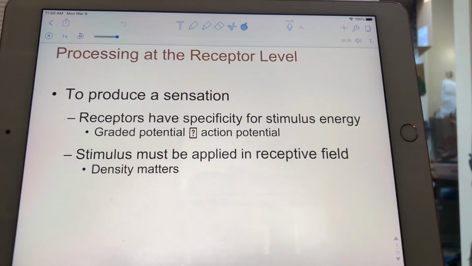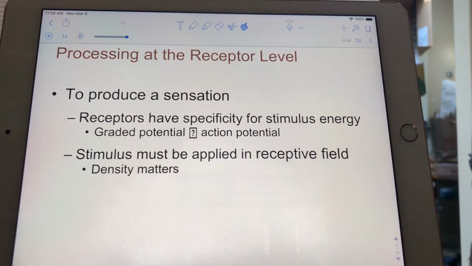Also, whatever stimulus is appropriate for that particular receptor, it has to be applied within the receptive field for that sensory receptor. For instance, if we want to stimulate a touch receptor in the skin overlying the knee and expect to do so by touching the shoulder, honey, that's not going to work.